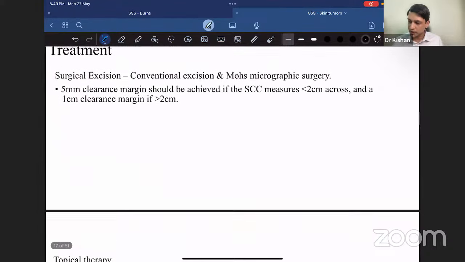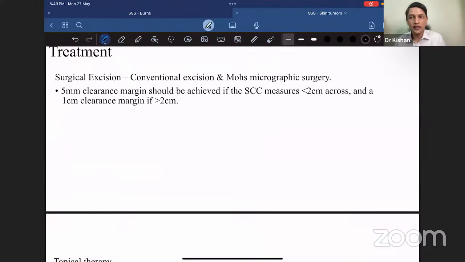Treatment: for any skin tumor, the best treatment is surgical excision, because these are very small tumors. You can do an excision biopsy also. Instead of doing a wedge biopsy, since it's a very small tumor, you take it out completely and send it for biopsy to confirm. That's called excision biopsy. Or, once the wedge biopsy is done and the report comes as SCC, you can do a complete excision. That's also a possibility. Surgical excision is the treatment of choice.